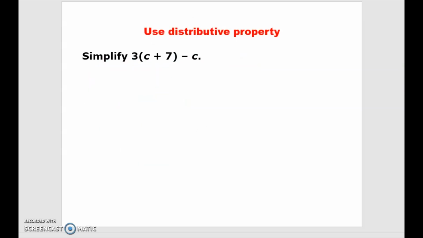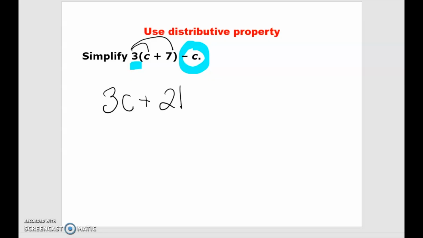All right, let's look at this one. Now this one's got a lot going on. It's got this 3 which needs to be distributed, and it has subtraction over here. So let's start by distributing the 3. 3 times c is 3c. 3 times 7 is 21. Bring down the addition sign. Bring down the minus c.